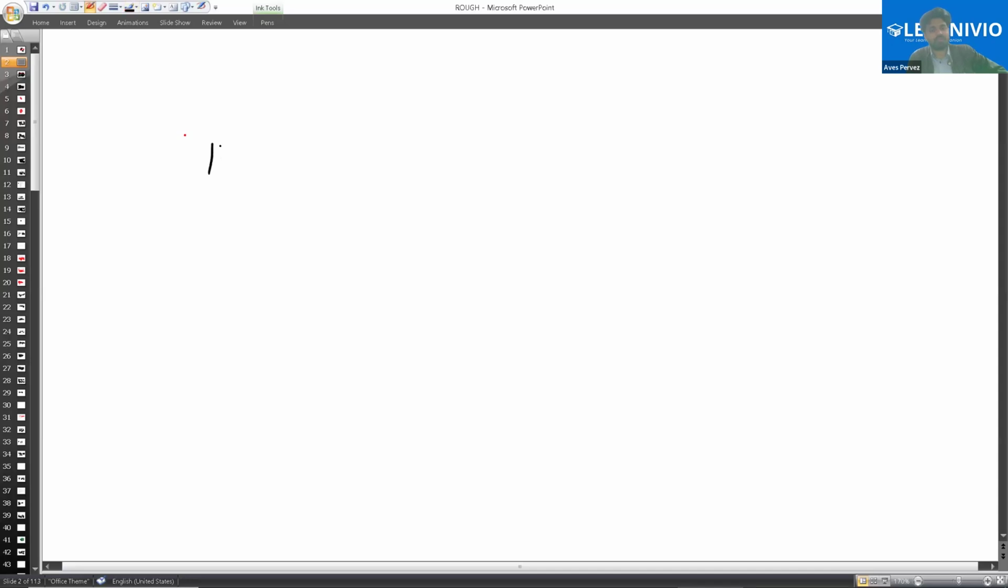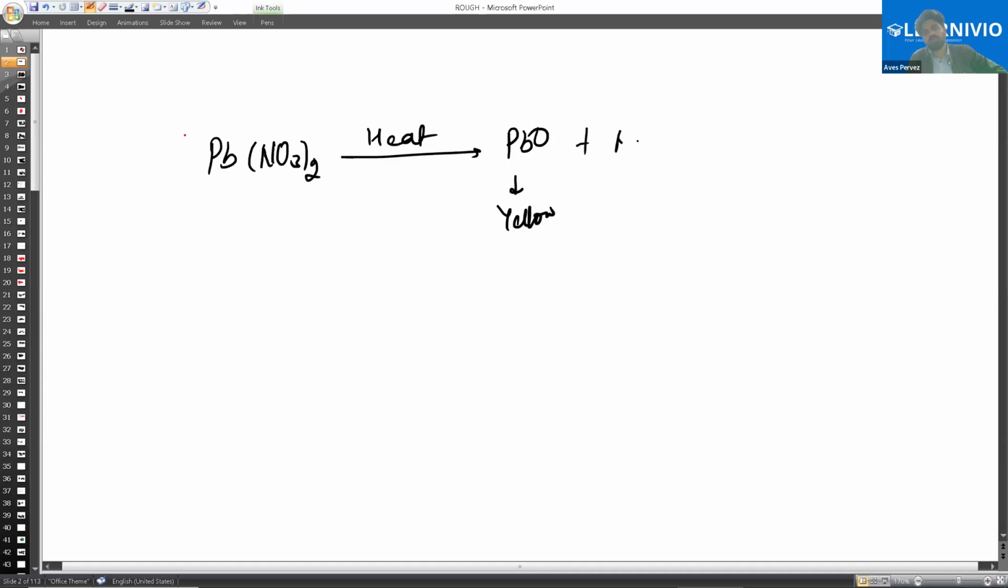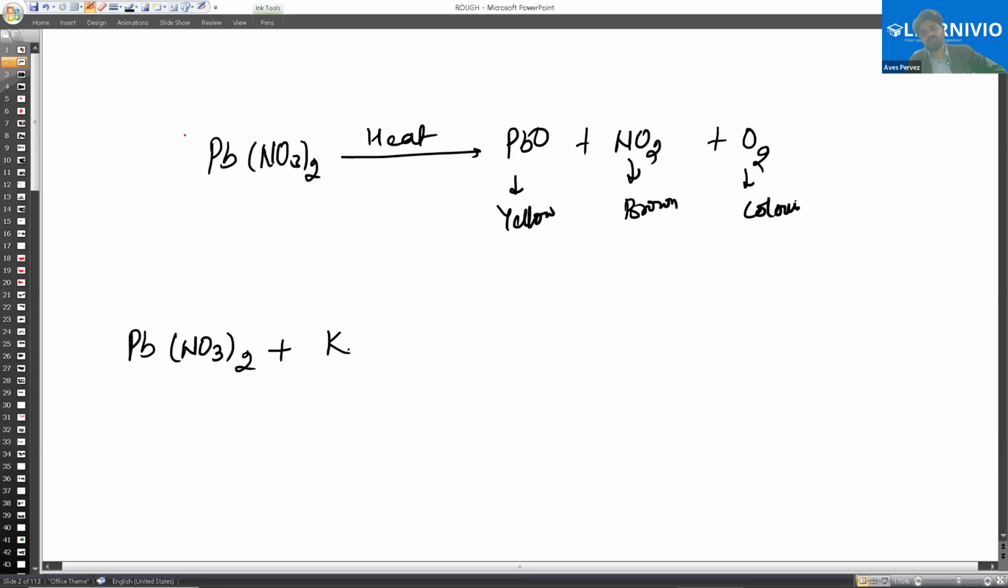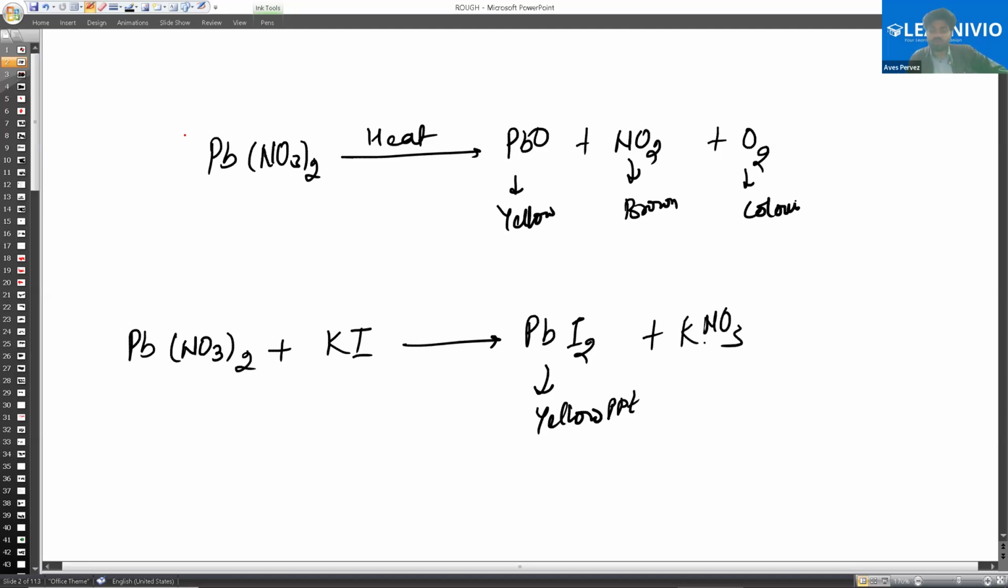What is it saying? A metal compound, that is Pb(NO3)2. When you heat it, it gives you PbO, which is yellow, plus NO2, which is a brown colored gas, and plus O2, which is colorless oxygen gas. When you react Pb(NO3)2 with potassium iodide, it gives you PbI2, which is again a yellow precipitate, plus KNO3, potassium nitrate.